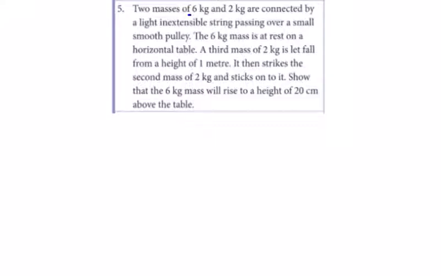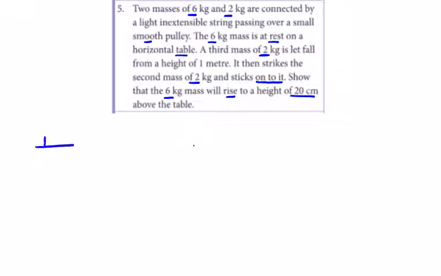Two masses of 6 and 2 are connected by this light inextensible string passing over a smooth pulley. The 6 kg is at rest on a table. Then a third mass of 2 kg is let fall from a height of 1 meter, and it strikes the second mass of 2 kg and sticks onto it. We're asked to show that the 6 kg will rise to a height of 20 centimeters.